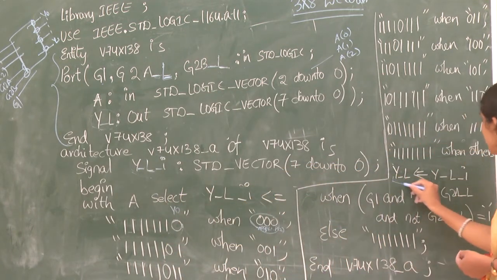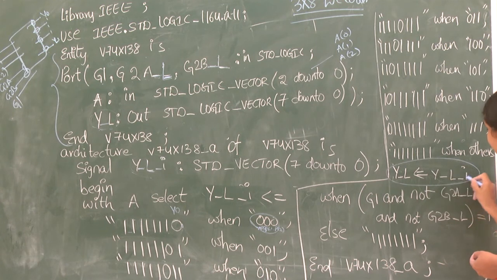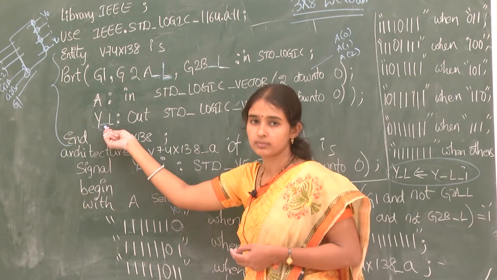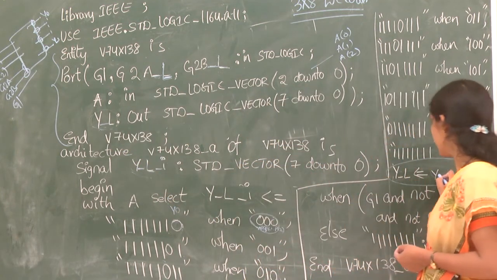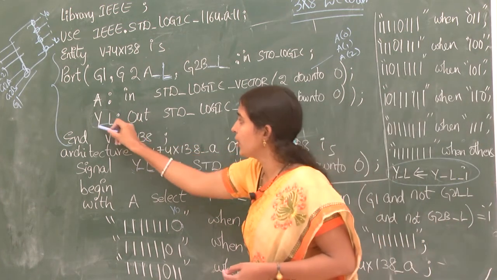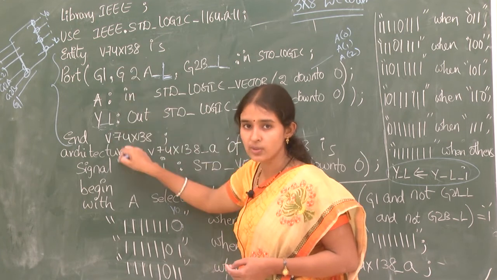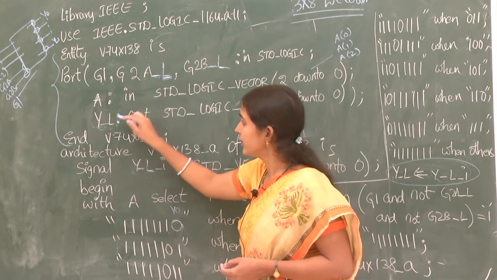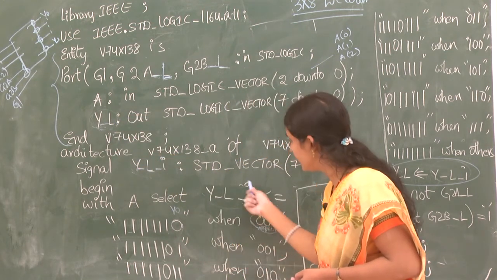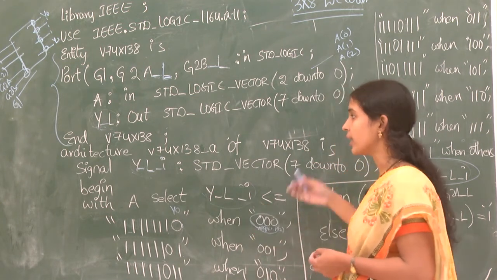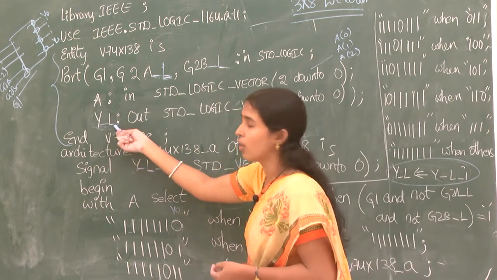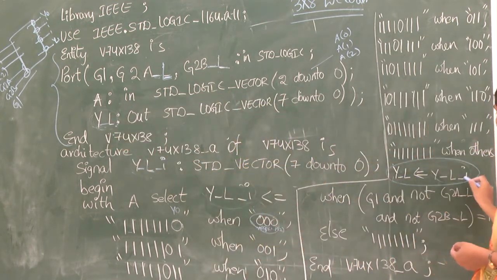And at last, if you see this one, whatever the internally generated signal is will be assigned to your output. This internally generated signal will be assigned to your output, which was mentioned in your entity. In the entity, you have specified that the output is y_l. So finally, whatever the internally generated signal is will be assigned to y of l. See here.